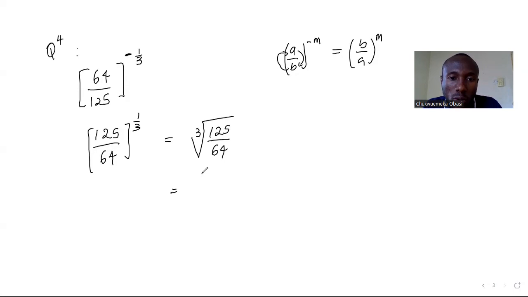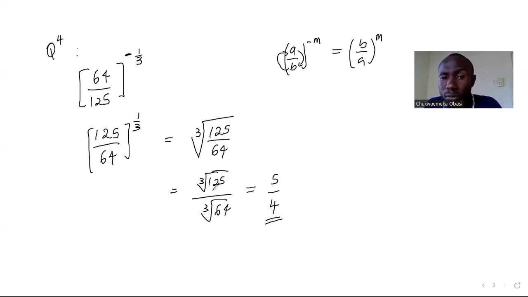So from here, this is the cube root of 125 over the cube root of 64. Yes, you can go ahead and split it out this way. What's the cube root of 125? That is 5. What's the cube root of 64? That is 4. So that is how to get it.